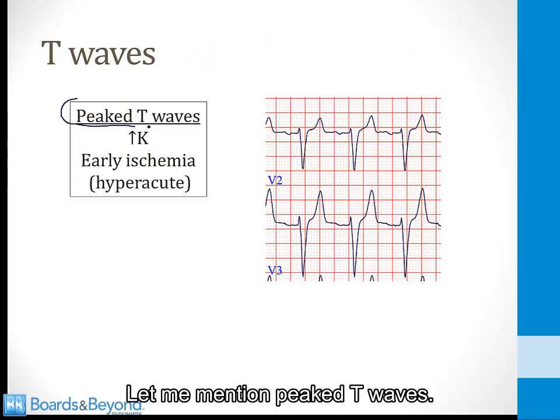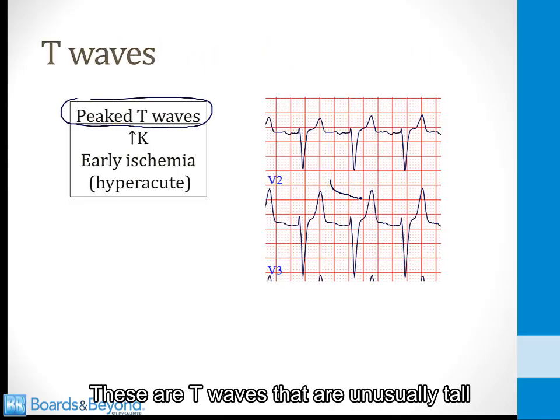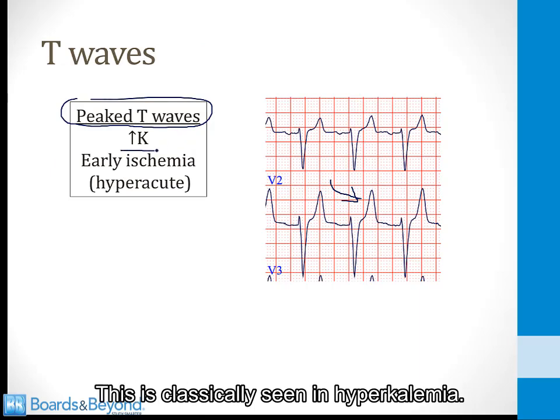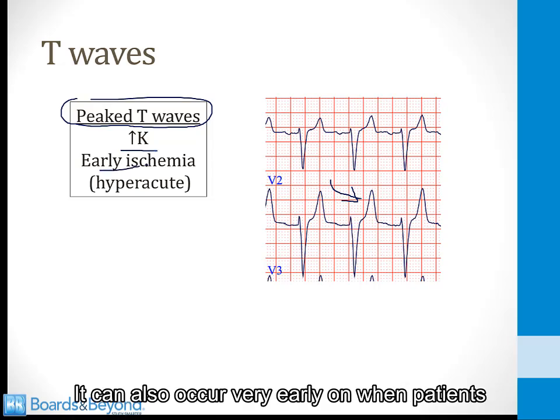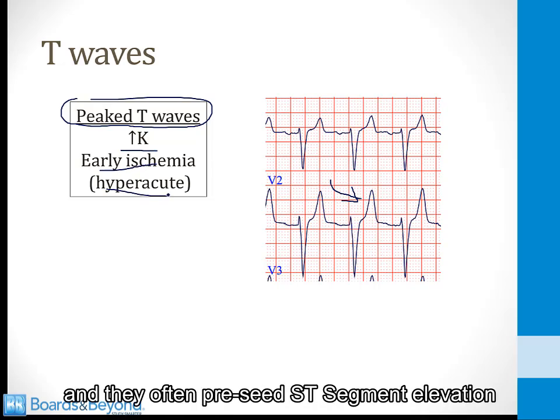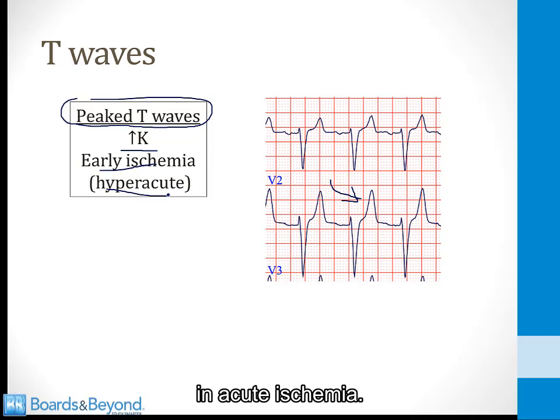Let me mention peaked T waves. These are T waves that are unusually tall, like these I've shown on the screen here. This is classically seen in hyperkalemia. It can also occur very early on when patients develop ischemia. These are called hyperacute T waves, and they often precede ST segment elevation in acute ischemia.